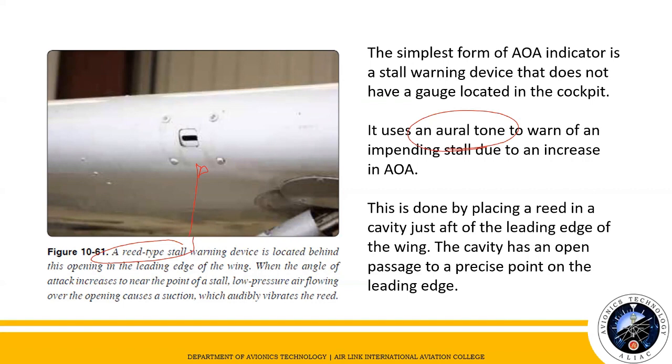When the angle of attack increases to near the point of the stall, low pressure air flowing over the opening causes suction, like it is sucking in. This audibly vibrates the reed. So there is a horn inside the aircraft that will sound. As you can see, the cavity has an open passage to a precise point on the leading edge.